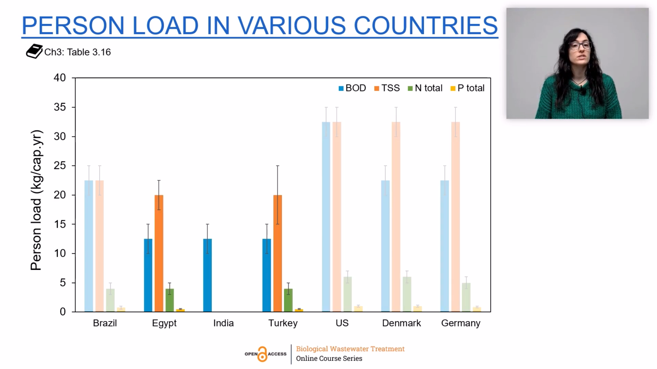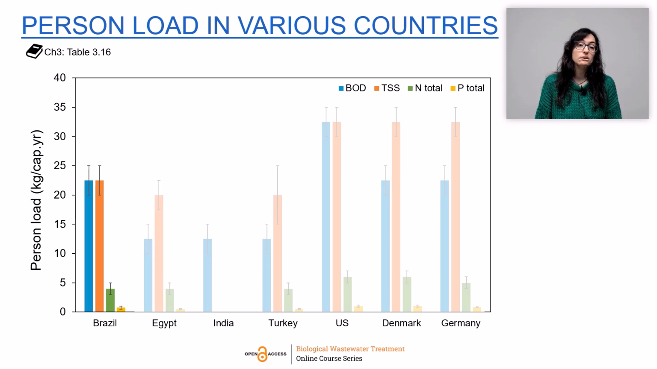Other countries, such as Egypt, India, and Turkey, have values that are close to each other and lower than the previous countries. And then we have Brazil, for example, that is something in between all of them.